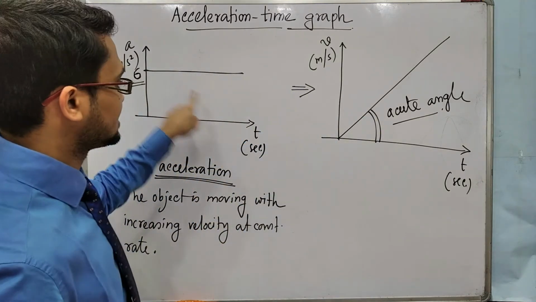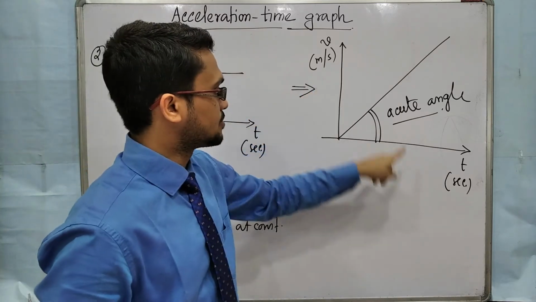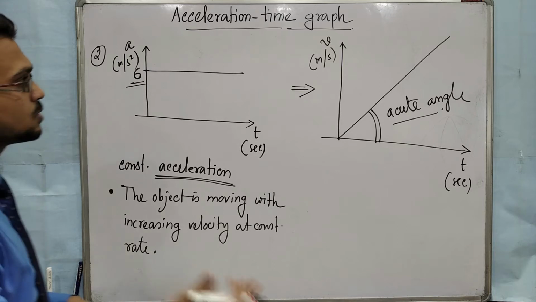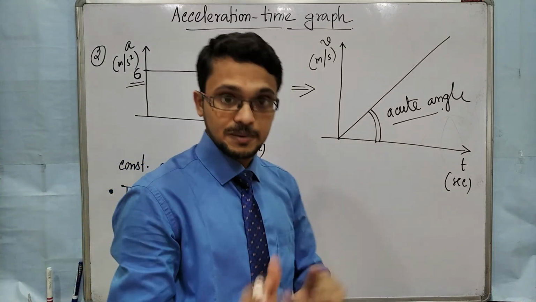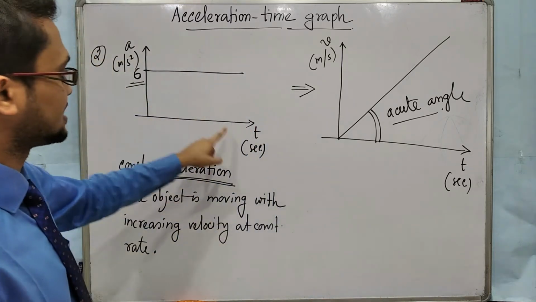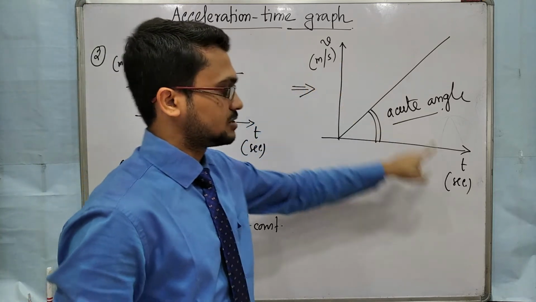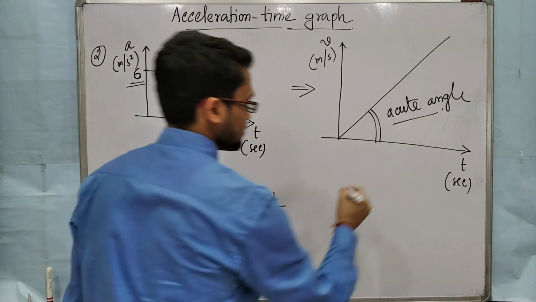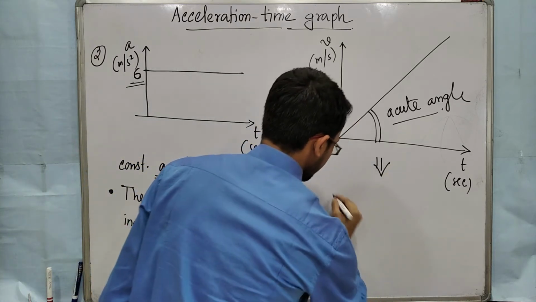So from the acceleration time curve, the velocity time curve will look like this. Now if you want to draw the displacement time curve from the acceleration time curve or this velocity time curve, then how will the displacement time curve look? It will be like this.